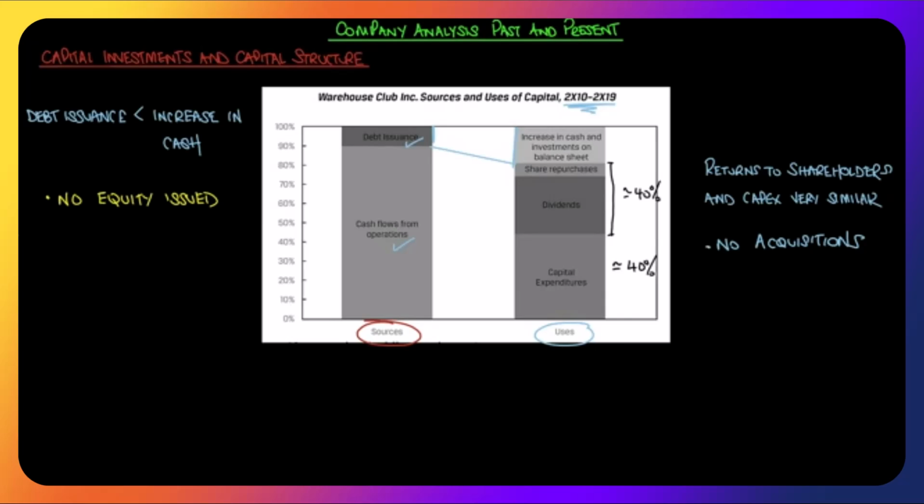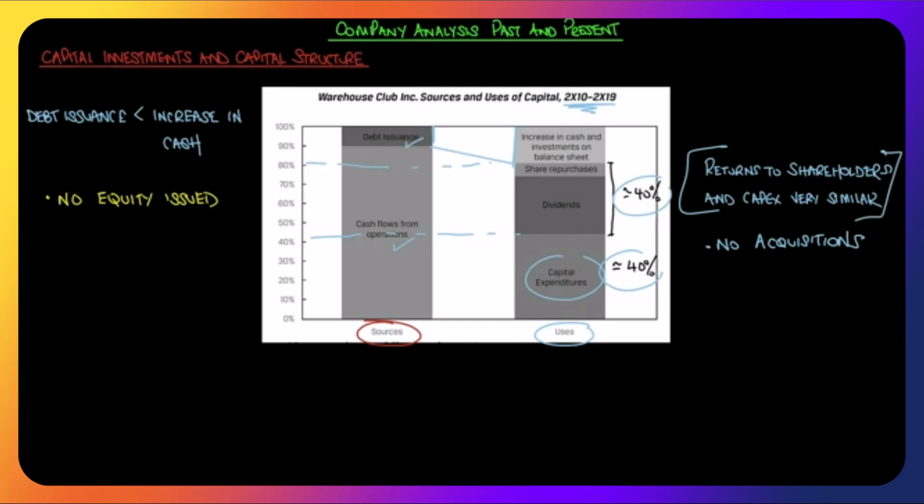What are they using that capital for? Some of it is sat on the balance sheet. As we've said, more than has been issued in debt. Some has been given back to shareholders. So kind of tracking across to here to about 80 and about 40, around 40% going back to shareholders via share repurchases and dividends, roughly equal to CapEx, about 40%.